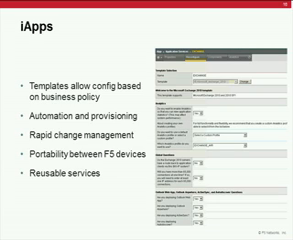This then allows for consistent, predictable automation and provisioning of the F5 application delivery network, allows for much more rapid change management and consistent predictability, because now I'm not hunting around all of our products to find the necessary services associated with this. They're in one place, and of course these are portable.